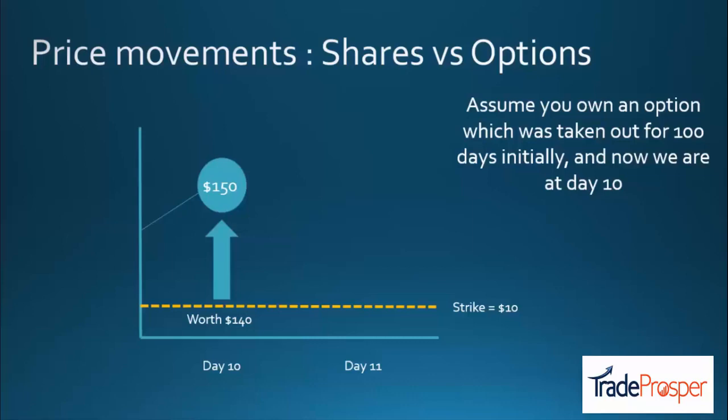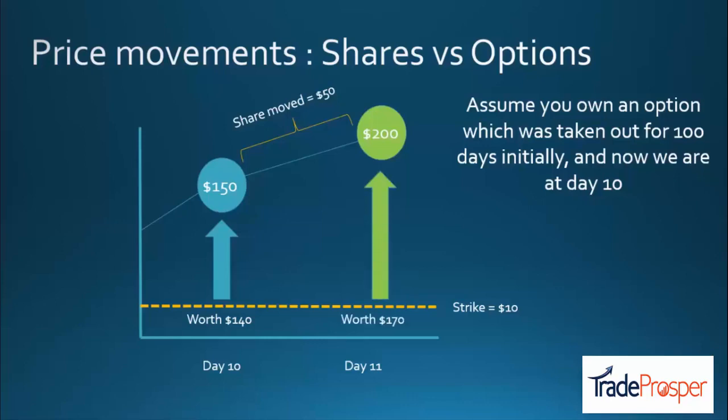Now once again, we go from day 10 to day 11. Share price goes up from $150 to $200. So that share movement there was again $50. But now let's think about it. Do you think the option price would reflect the full $50 that the share price moved? The theory behind this would be it won't, because remember, we are now only on day 11 and we have 89 more days for this option to move. And what if the share price drops below 150?